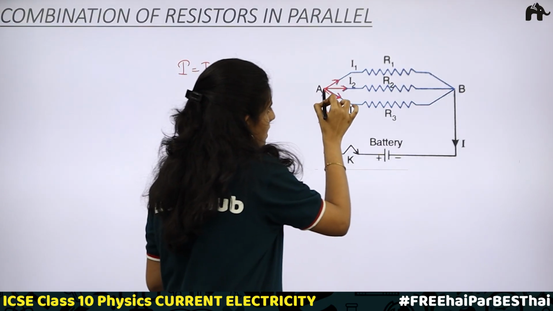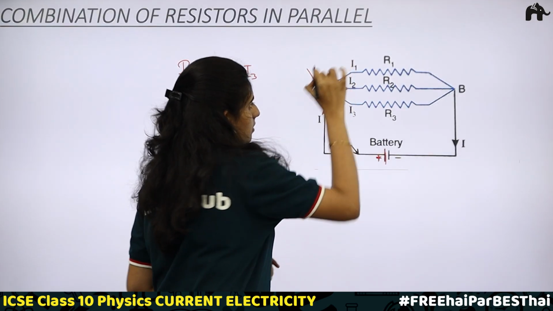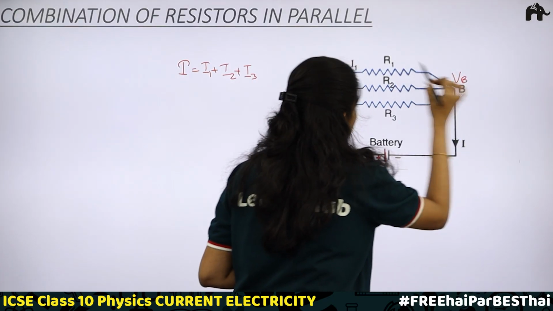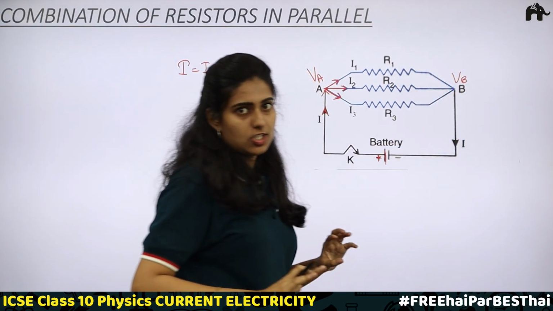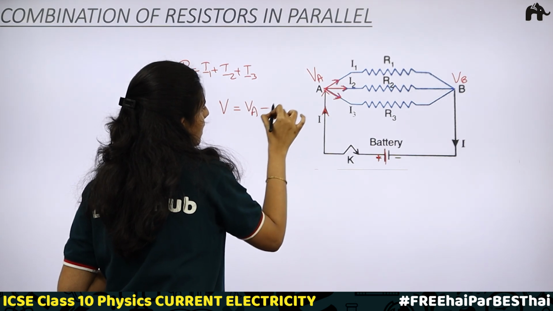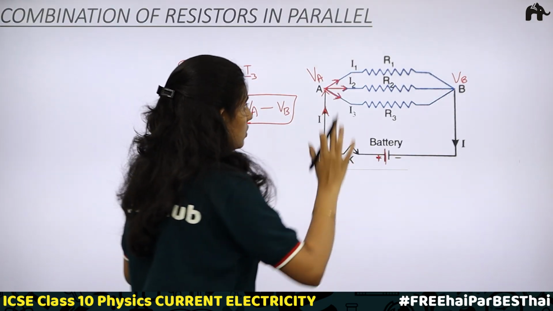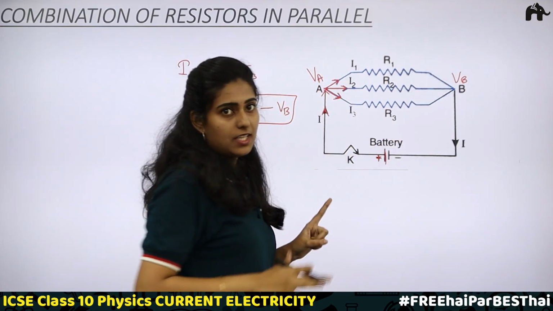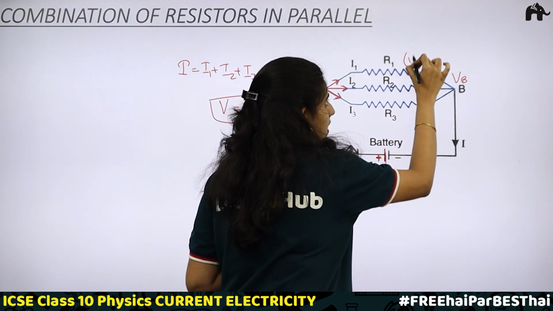Here we can see that end A is connected to the positive terminal of the battery, so the potential here is VA. What about end B? End B is connected to the negative terminal of the battery. So point A is at high potential and point B is at low potential. Now the potential difference V will be equal to high potential minus low potential. V is equal to VA minus VB. You have to remember this point. In parallel combination, the same potential difference will be there across each resistor. The potential difference across R1 will be equal to V.